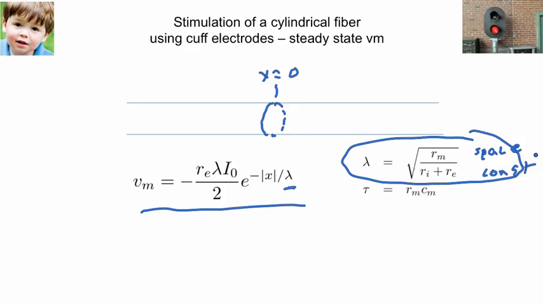You notice the space constant has an Rm in the numerator and a Ri plus Re in the denominator. In other words, the space constant gets bigger when the membrane resistance gets bigger, and the space constant gets smaller as the axial resistances get bigger. The voltage that will come to exist with a steady current. We apply now a steady current I0.